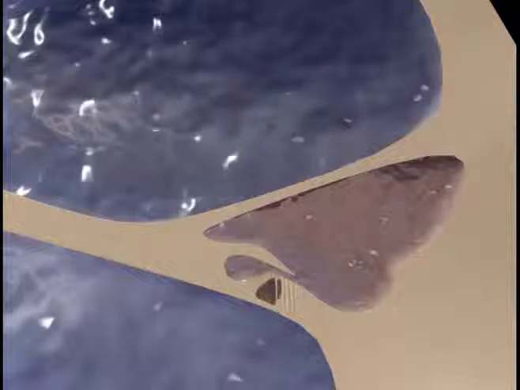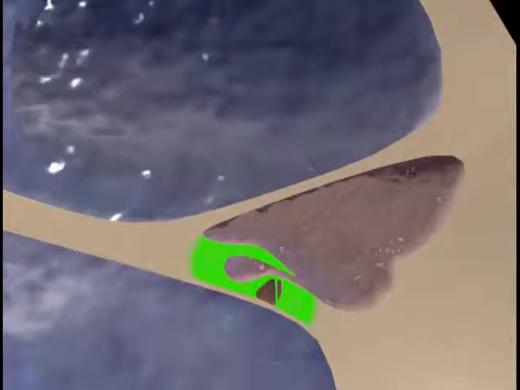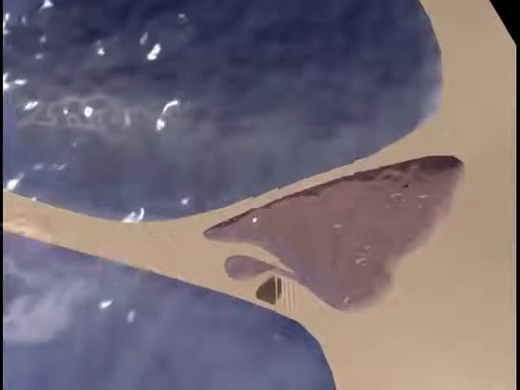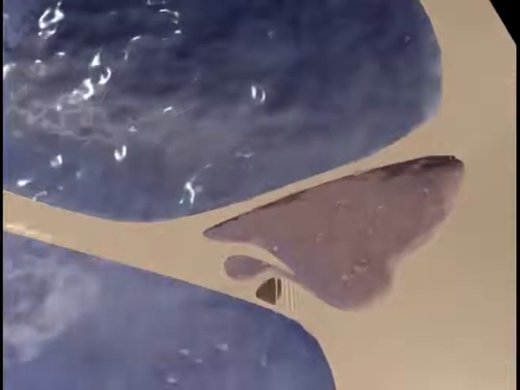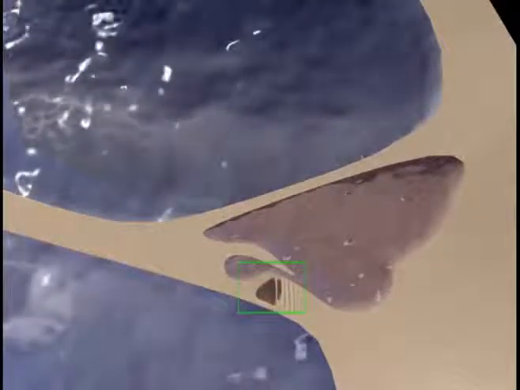A specialized structure called the organ of Corti is situated on the basilar membrane. As the basilar membrane vibrates, the organ of Corti is stimulated, which sends nerve impulses to the brain via the cochlear nerve.